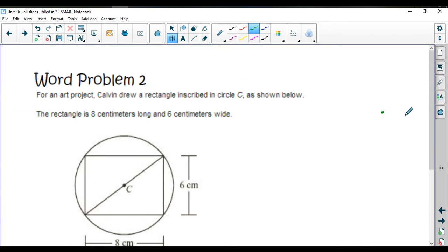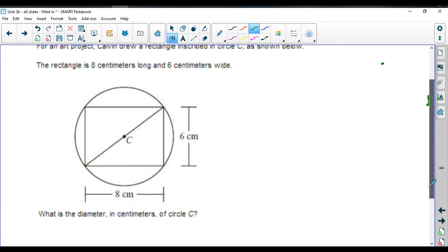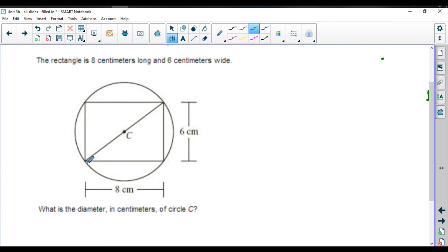For word problem number 2, for an art project, Calvin drew a rectangle inscribed in circle C as shown. The rectangle is 8 centimeters long and 6 centimeters wide. What is the diameter right here? So we're going all the way across. You notice this is an 8, that's a 6. This would be our right angle.